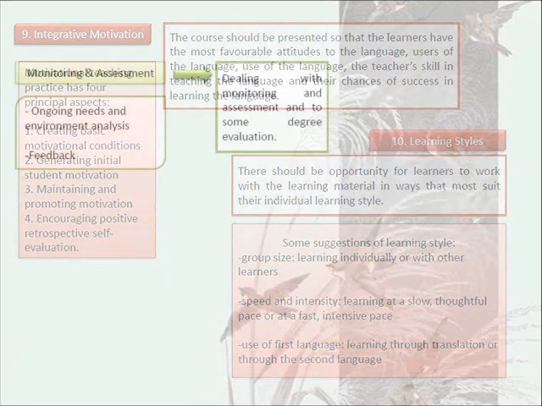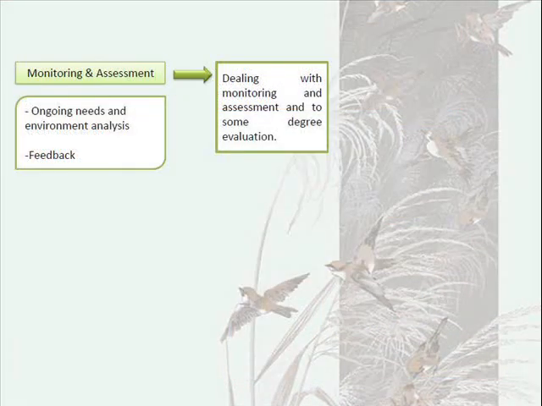And now is the last section. The last section is about monitoring and assessment. Well, monitoring and assessment consist of 2 points. The first one is ongoing needs and environment analysis and the second is feedback. Therefore, monitoring and assessment deals with monitoring and assessment and to some degree evaluation.